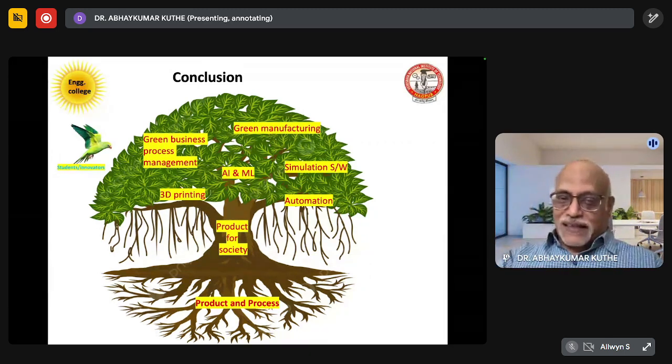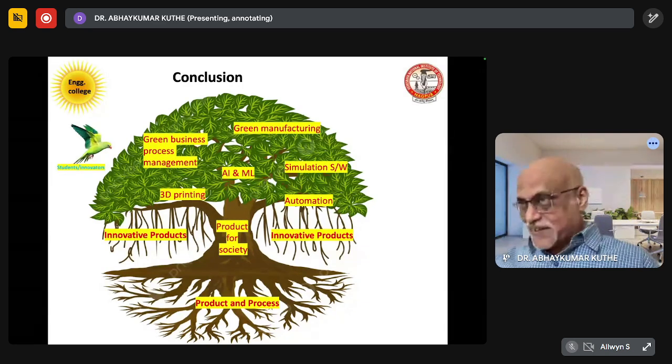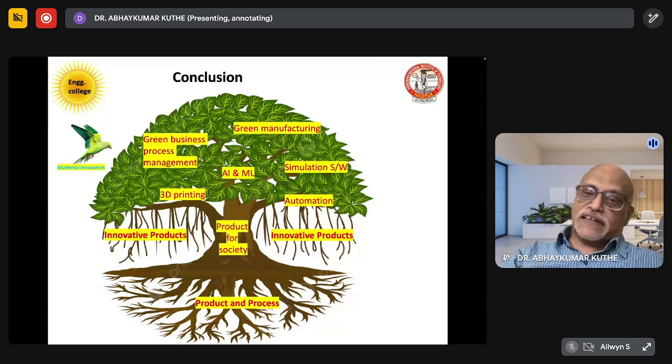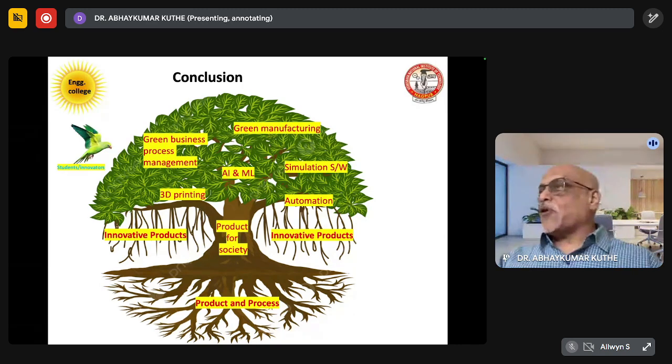And if that is possible, then as in the banyan tree, the roots come out from the branches. So we say that that is nothing but the innovative products. These innovative products will be developed, and ultimately they will again go back into the system for the society, so that the product for society has come first. Finally, the innovative products will come with all this together, and ultimately it will be possible for us to develop an ecosystem, which we generally talk about, the ecosystem for the manufacturing of the product in today's world.